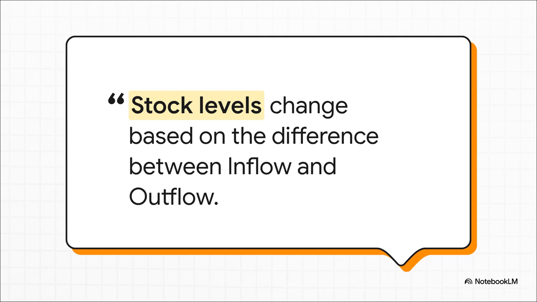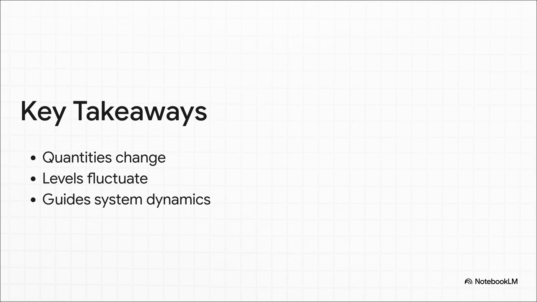Stock levels change based on the difference between inflow and outflow. That is the fundamental takeaway today. Your accumulations only fluctuate based on this precise differential between what enters the system and what leaves it. So this isn't just about plumbing, right? This principle gives us a robust mental model to grasp exactly how quantities change and how levels fluctuate over time. It serves as the foundational guide for all system dynamics.